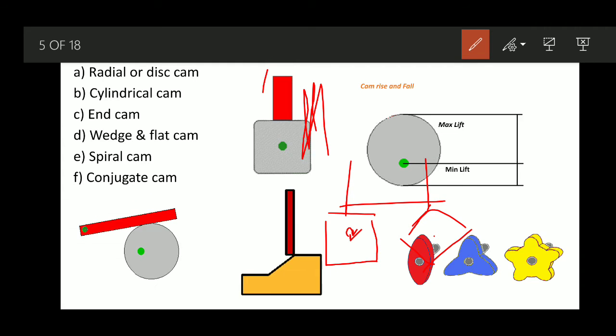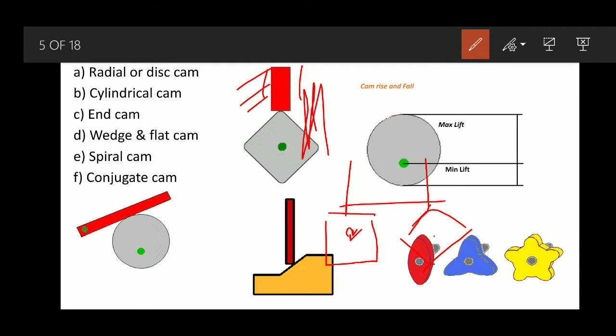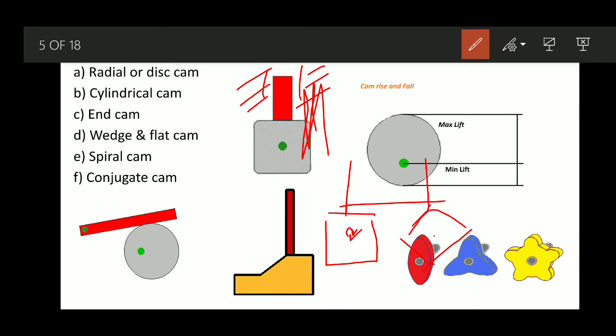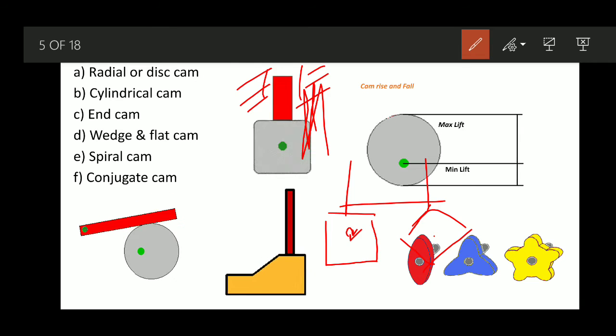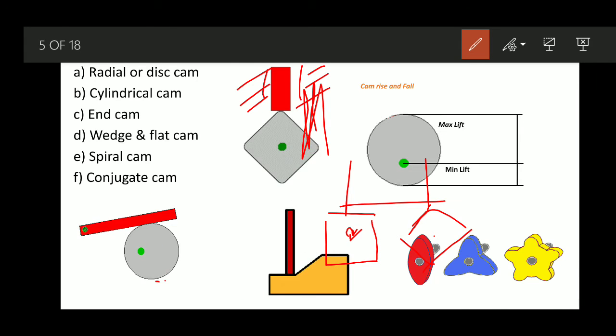Similarly, in this case, generally a guide is given. We have to show the guide along this direction, so the movement is constrained along this direction. Similarly, here you can see it's an eccentric cam that we are showing.